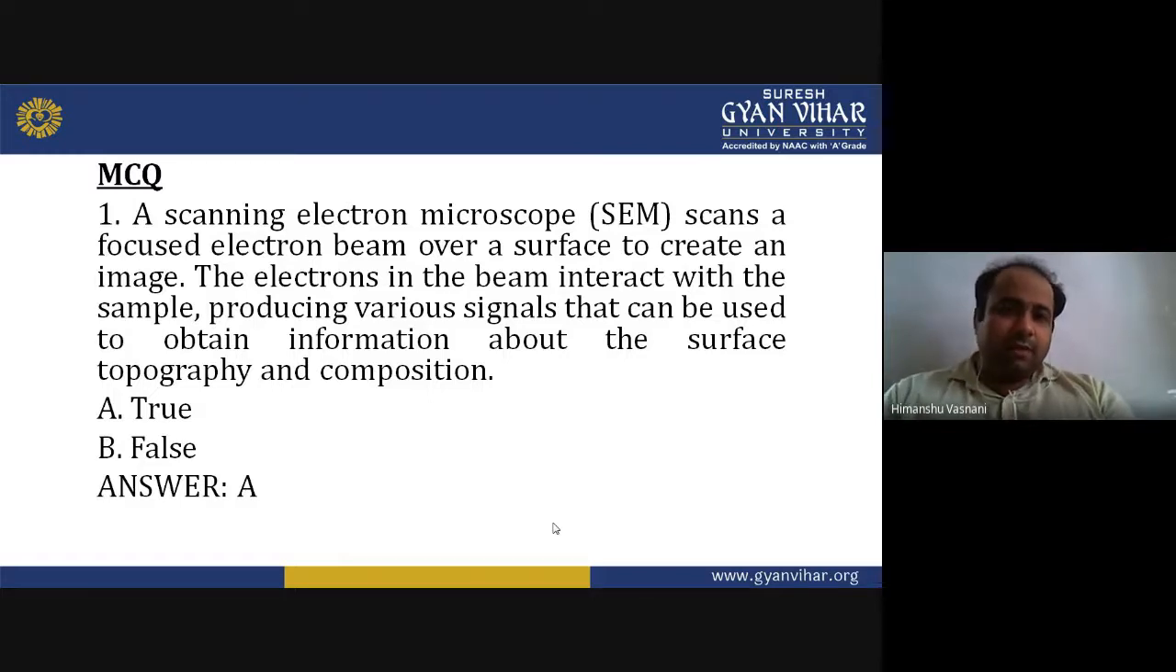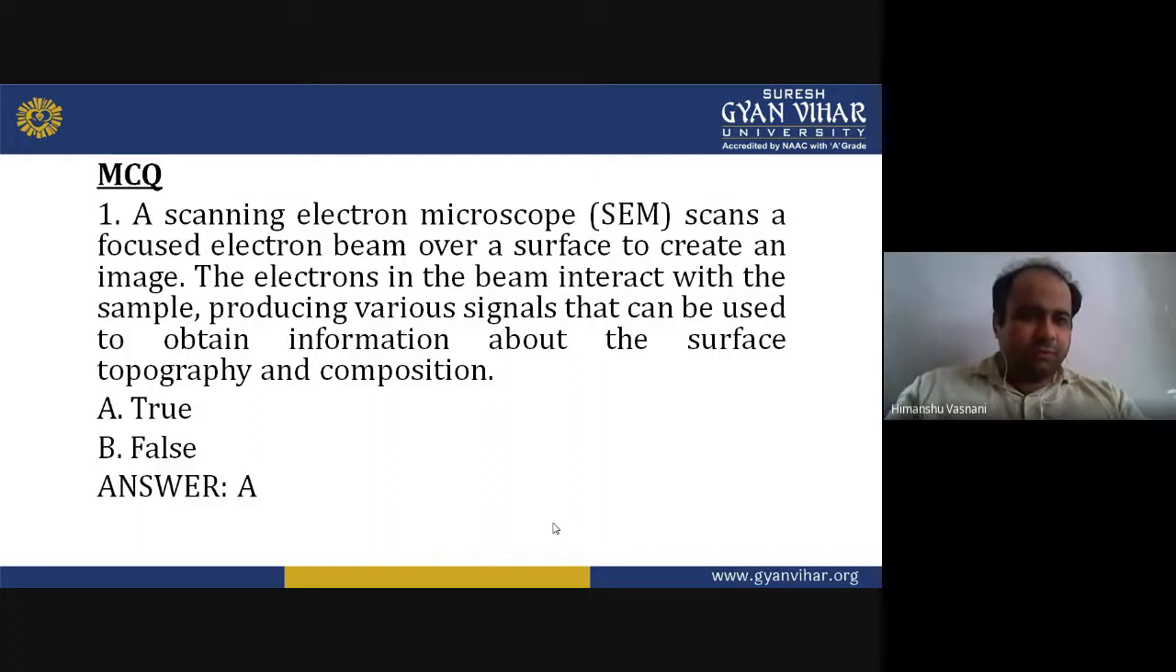It will be giving you information about SEM. The scanning electron microscope scans the focused electron beam over a surface to create an image. The electrons in the beam interact with the sample, producing various signals that can be used to obtain information about the surface topography and composition. So it's true. A is the answer.